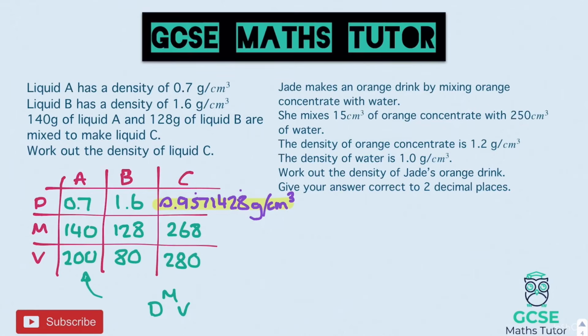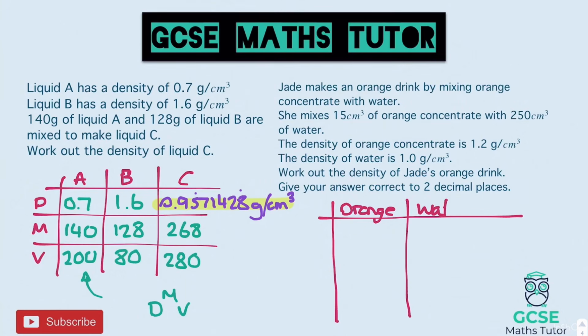Okay, on to the next one. So we've got an orange drink that's been made by mixing some orange concentrate with water, and she mixes 15 centimetre cubed with 250 centimetre cubed of water. Right, so let's start plugging these in then. So we've got the concentrate, we've got the water. Which one's mentioned first? It's the concentrate, so I'll just say orange. We've got the water, and it is making this drink. There we go, so I'll just call it the drink. Again, you can call it whatever you like, but let's just start putting these pieces in.